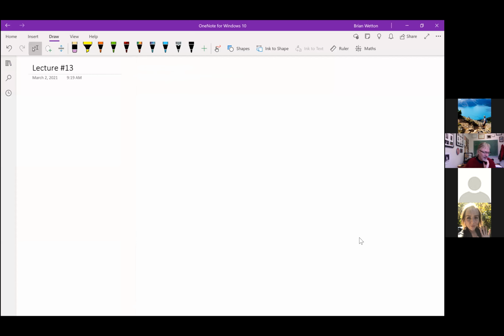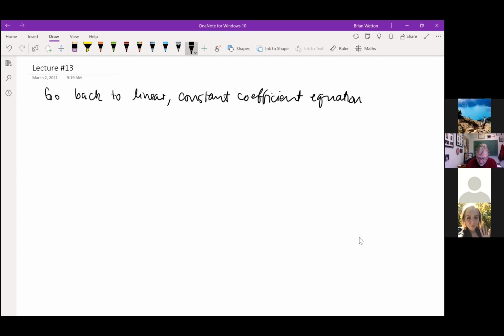Okay, so we're going to leave nonlinear equations. We're going to go back to the easiest kind of equation, linear constant coefficient ones. Where we left off with linear constant coefficient equations was with scalar first order equations.